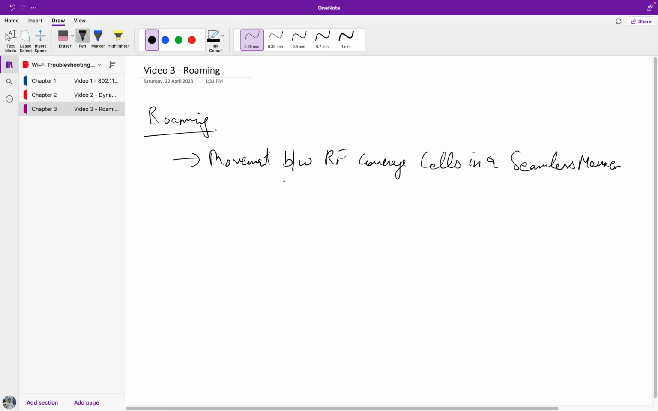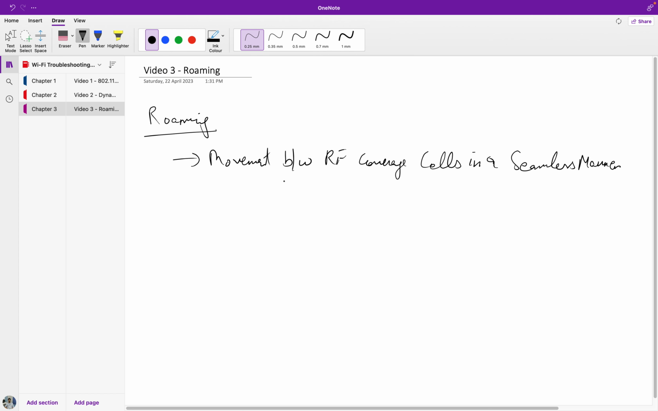Honestly, roaming is the most common problem that I have seen in the networks that I've worked on, whether it's in India or outside India. I honestly have not seen a network where there hasn't been a roaming problem even once. Okay, and there are many reasons for that. We'll discuss that also as we go along.